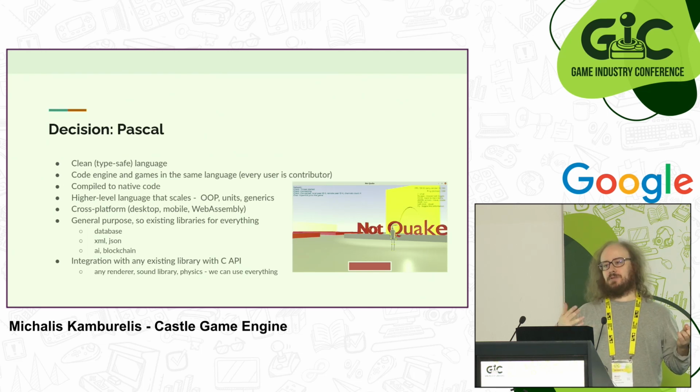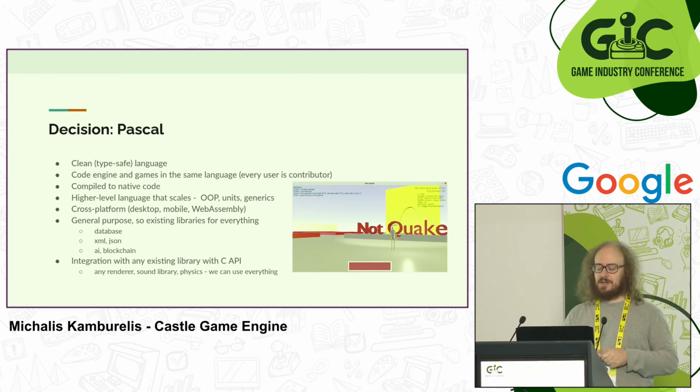The advantage I already mentioned is that we can have the code of the engine and of your games in the same language. You can develop them using the same language. This is especially important for an open source project, because it means that all your users are also your contributors. If you know Pascal, you can write this game, and great, you can write a pull request to improve something in the engine.